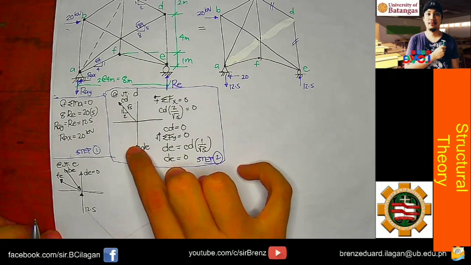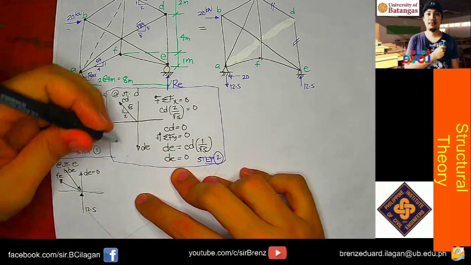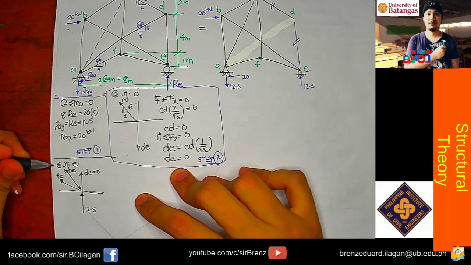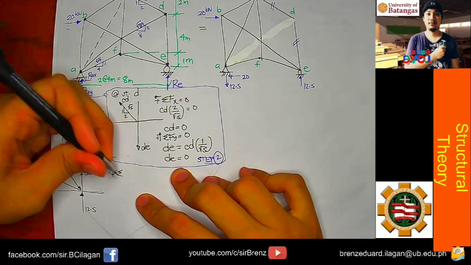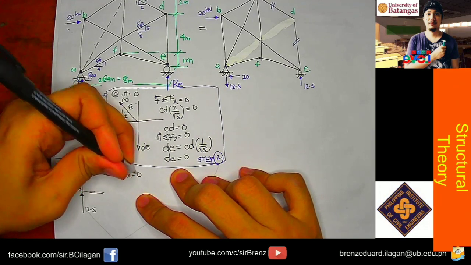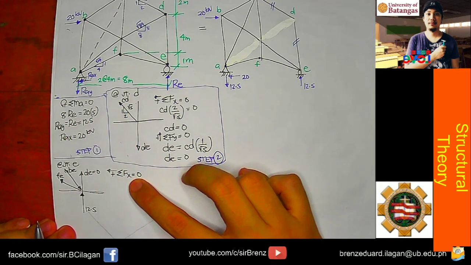FE. Okay? So, two equations, two unknowns. So, ang gawin natin, ito yung magko-control ng direction. So, dito tayo babase ng mga direction ng equation. So, let's start with summation of forces X, assuming that all to the left forces are positive. So, summation of forces X is equals to 0.